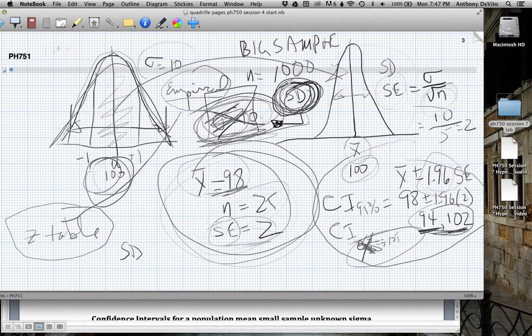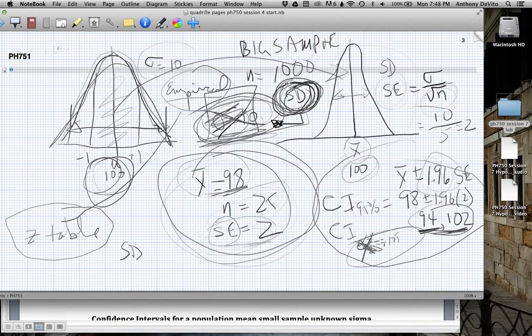So in order to use my Z table to do all this, calculate the standard error, calculate the probabilities and the confidence interval and stuff like that, I need one of two things. I need either to know the population standard deviation, or if it's a very large sample, just calculate the standard deviation for the people I sampled.